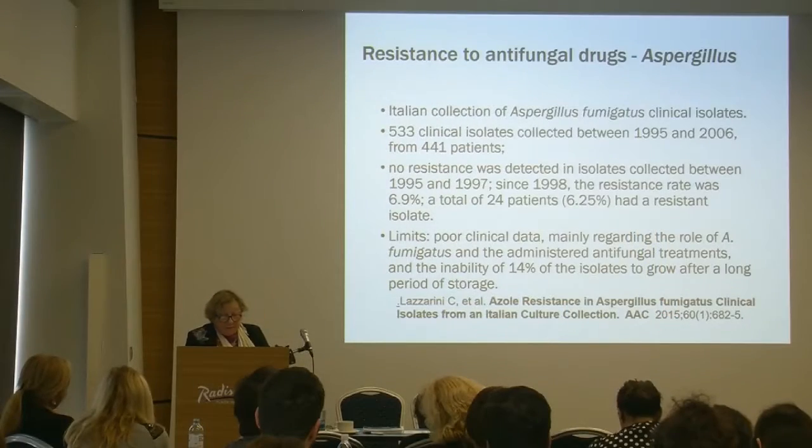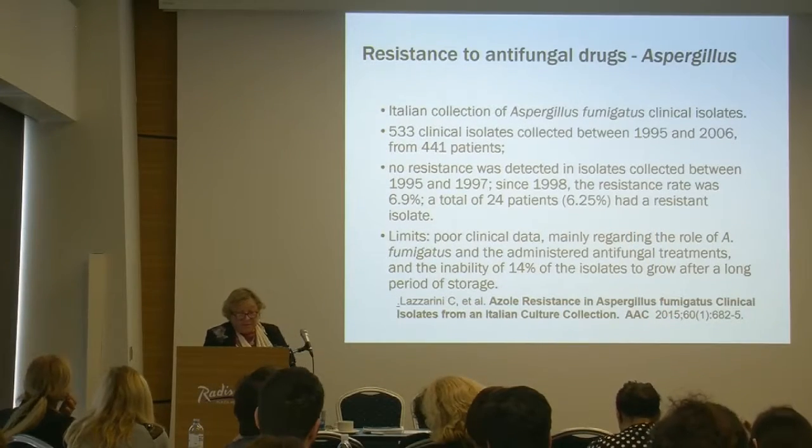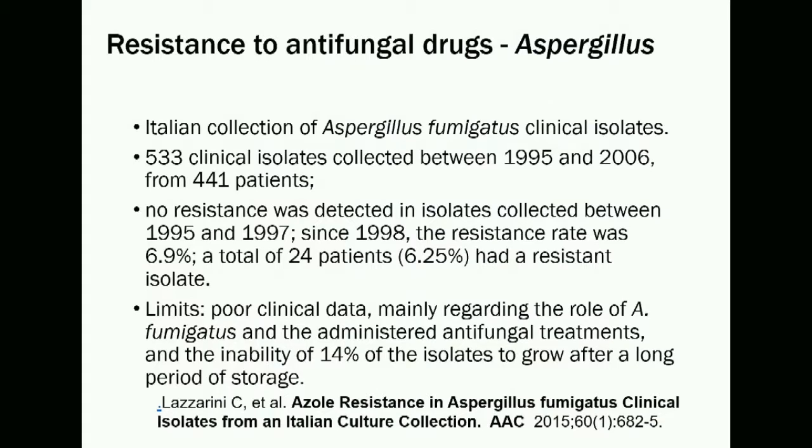for fungal infections. So, if you look at Aspergillus, there is a collection of Aspergillus fumigatus clinical isolates. In Italy, they collected 533 clinical isolates over a long period of time. What is interesting is that before the year 1998, there were no resistant isolates. Since 1998, the resistance rate is growing. Now they have about 6% resistance.